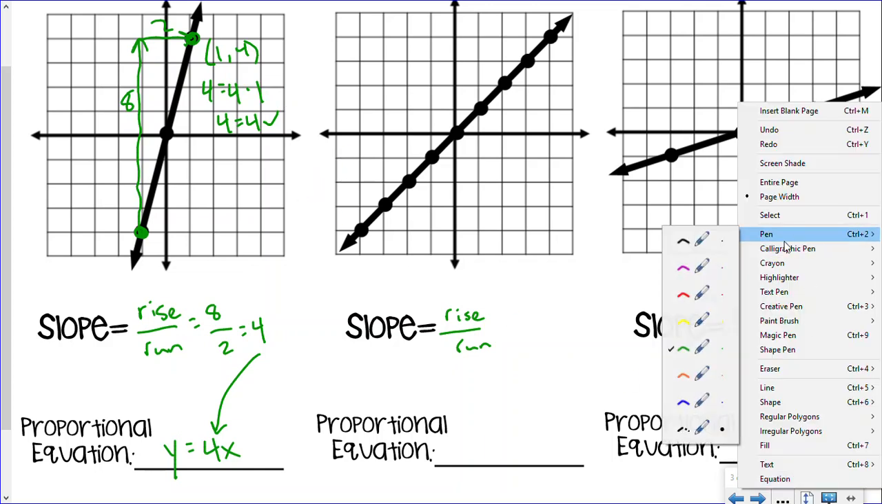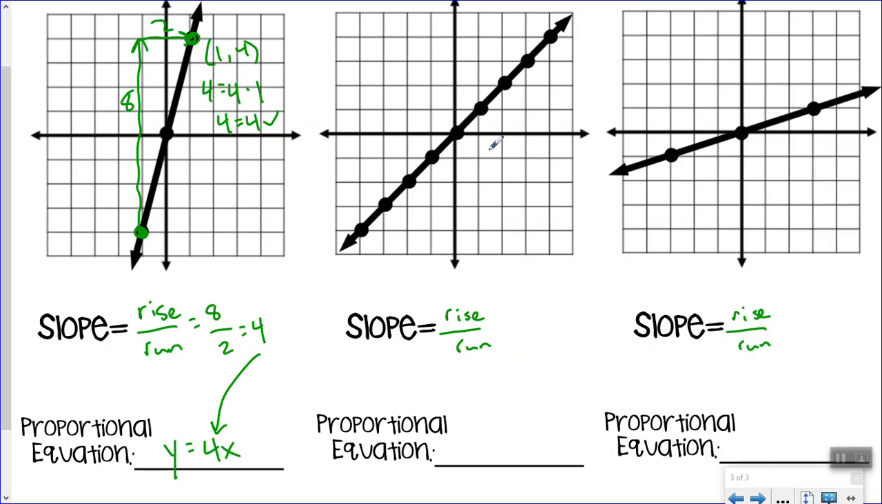So now let's try the next one. Again, I can pick any 2 points. Say I've got this one and that one. I'm going to rise up 1, 2, 3 units. So I have a rise of 3 and a run of 1, 2, 3. Any number divided by that same number is equal to 1. So in this case, my slope is equal to 1.